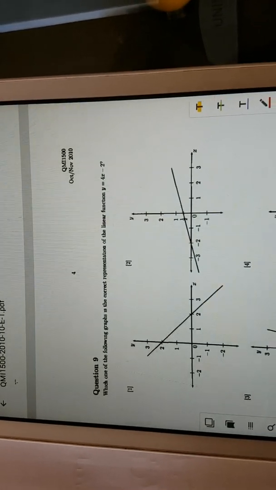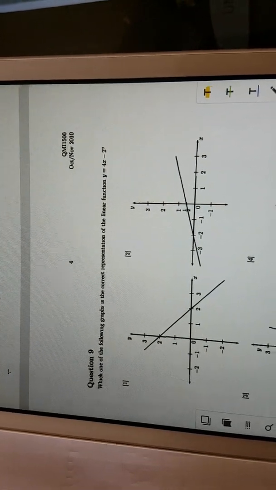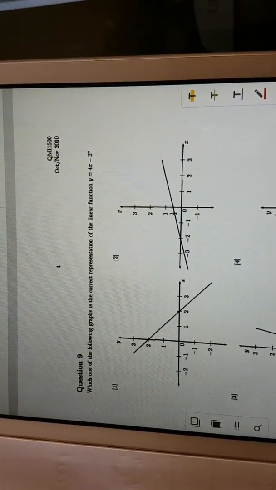Now let's have a look at November 2010. If you don't have the question paper, please just let me know and I'll send you the question paper. Question number 9, November 2010.